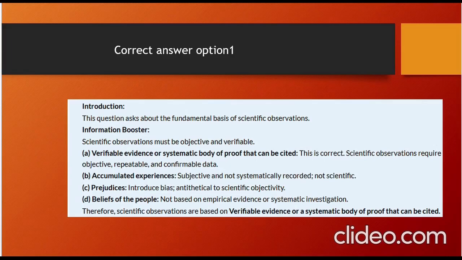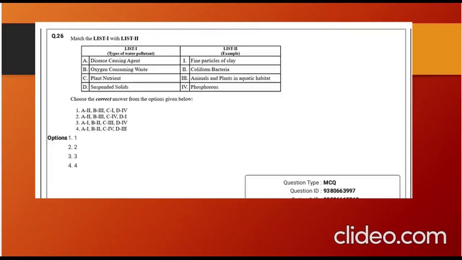Next question. Match the list 1 with list 2. A, disease causing agent. B, oxygen consuming waste, plant nutrients, suspended solids. List 2: fine particles of clay, coliform bacteria, animals and plants in aquatic habitat, phosphorus. So the correct answer is given in the options: A2, B3, C1, D4; A2, B3, C4, D1; A1, B2, C3, D4; A1, B2, C4, D3. Options are given as 1, 2, 3 and 4. Correct answer is option 2.